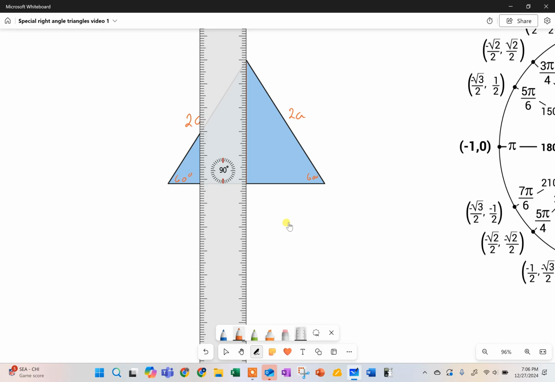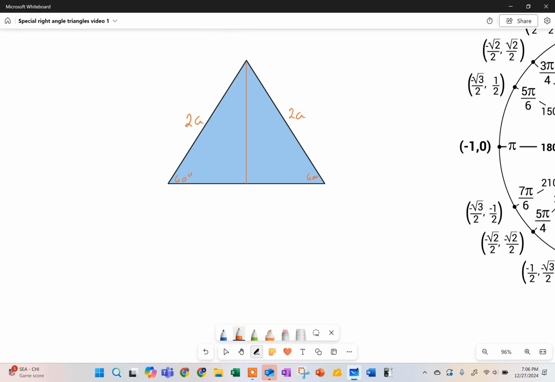I'm going to use a perpendicular bisector. And when I do that, this becomes a right angle, that's 90, which means that this is 30 degrees. Because I've just bisected the base, we'll call it base AC, at D, this is a, which means I can now find out what is this here.